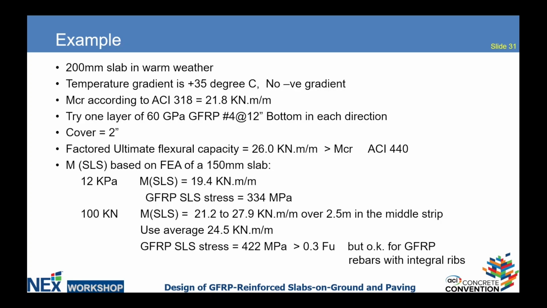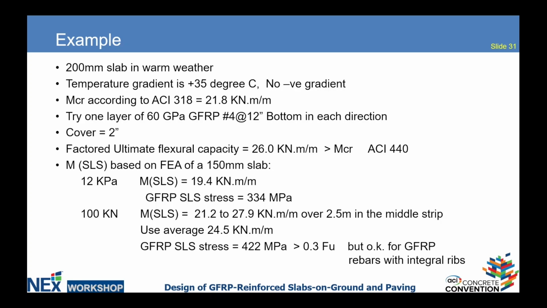And then if we put a point load of 10 tons anywhere in that slab, it would generate a serviceability limit state moment somewhere between 21.2 to 27.9 over a certain width. So we use an average value of 24.5, okay? That would generate a tensile stress in the GFRP of 422 megapascal, okay? Now that is more than 0.3, okay? But we know some high-quality GFRP can actually sustain that.